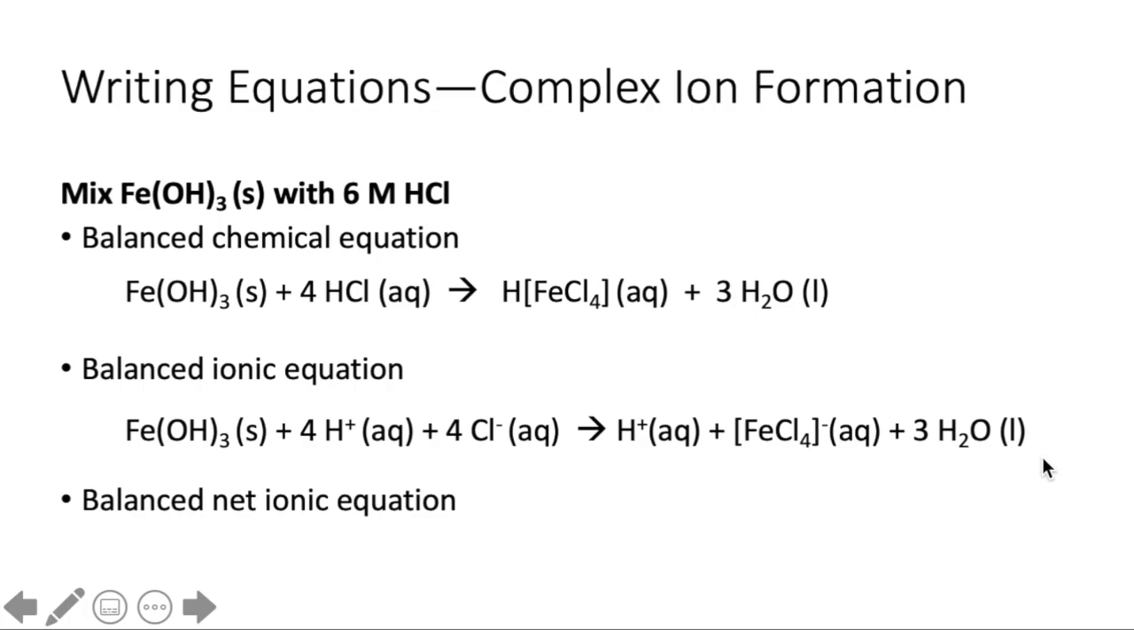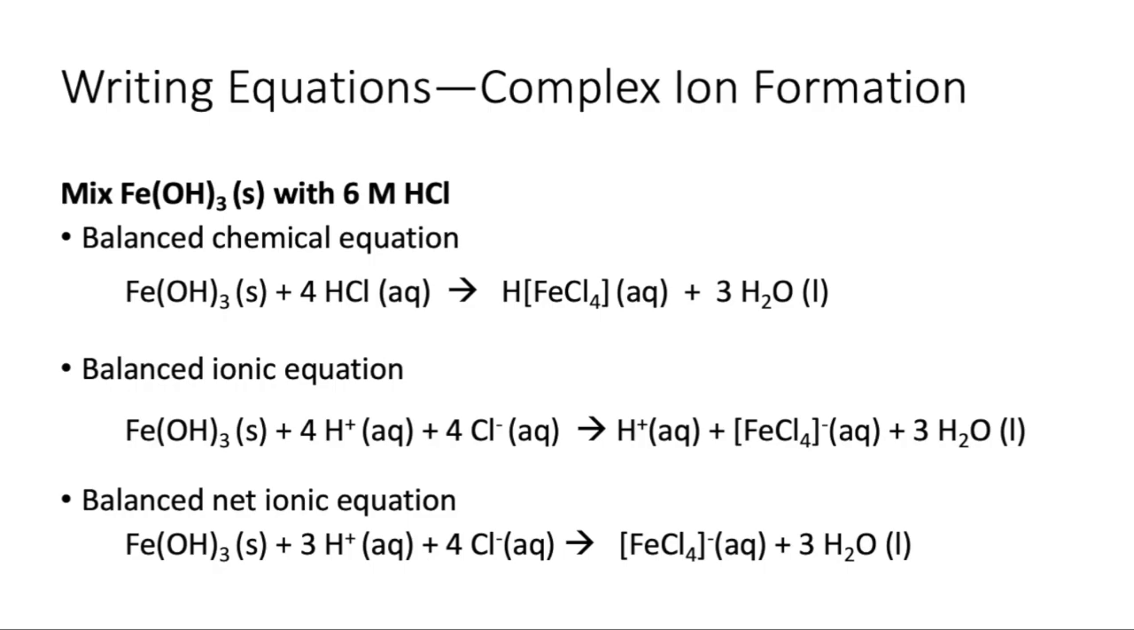Finally, if we want to write a balanced net ionic equation, we're going to eliminate any spectator ions. In this case, that's pretty easy. It's just one of the protons that's the same on both sides. So we eliminate that and we simplify it to just the chemistry that's happening in our reaction. And if we were observing this reaction, it turns out this FeCl4- ion has a bright yellow color, so we would have our red precipitate at the beginning that was our Fe(OH)3, and then it would dissolve and we would create this yellow solution that has the complex ion in it.